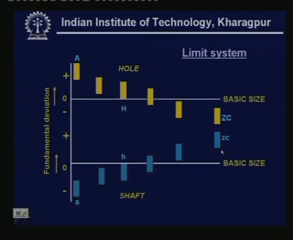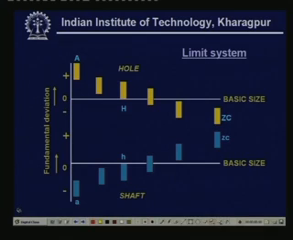Now, this is the idea. If you just look at the board, you can see we have drawn a schematic view of another system, what is called the limit system. What is a limit system? It means what are basically the tolerances or the fundamental deviations from the basic size. The limit system goes in this way.